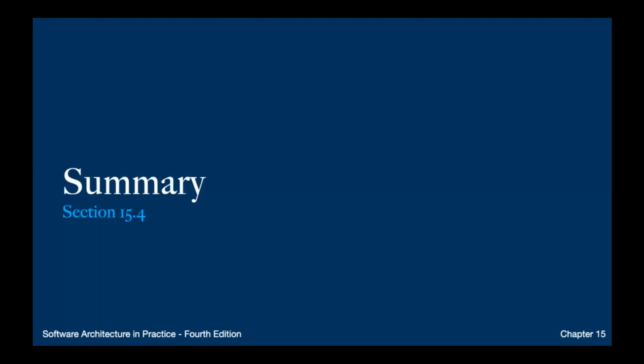Whew, that was a really big chapter. There was a lot of information there. Let's just do a quick summary of some of those key points to help reiterate some of the things that we just went through. Architectural elements have interfaces, which are boundaries over which elements interact with each other.